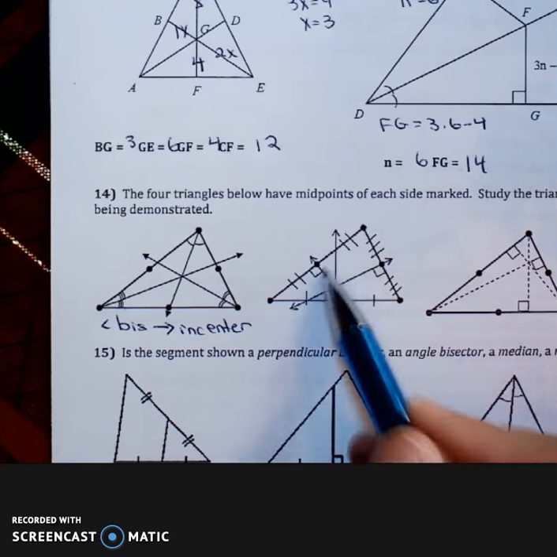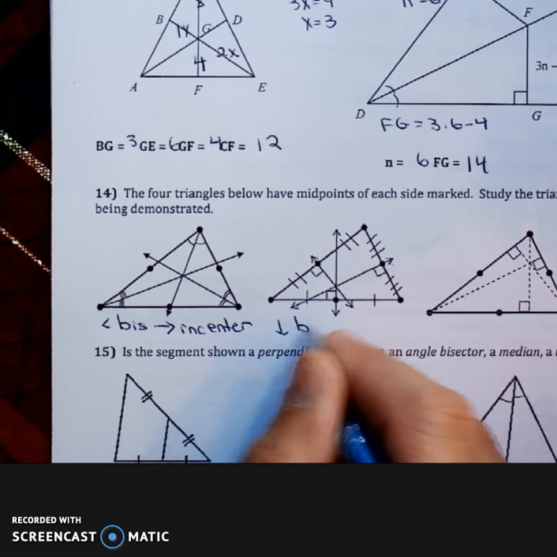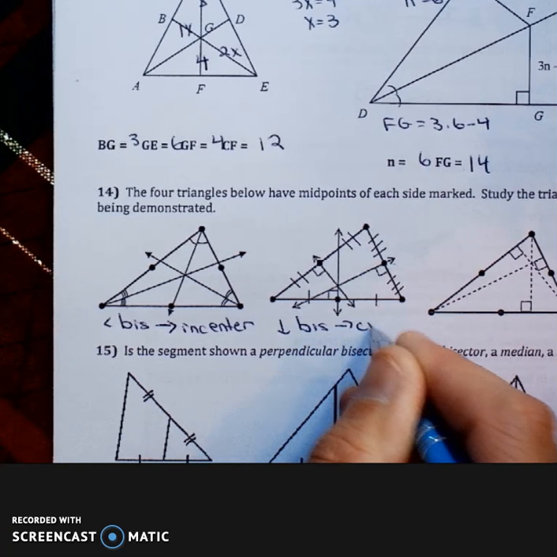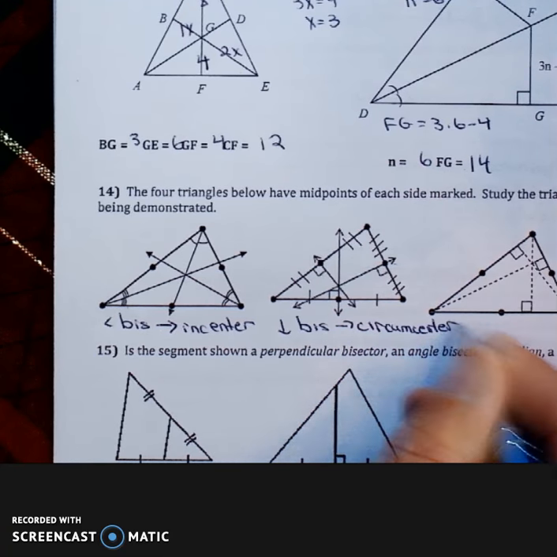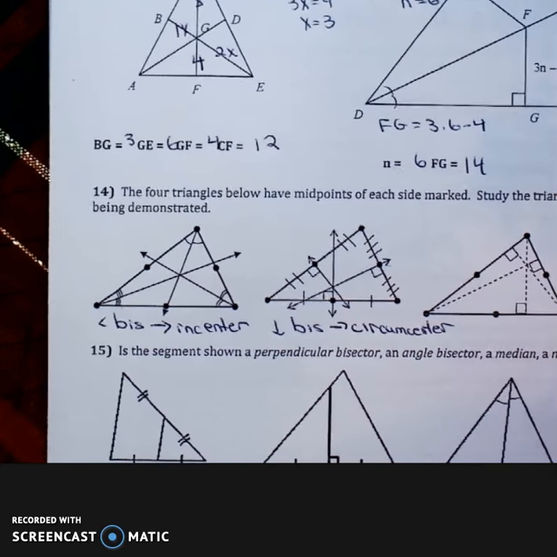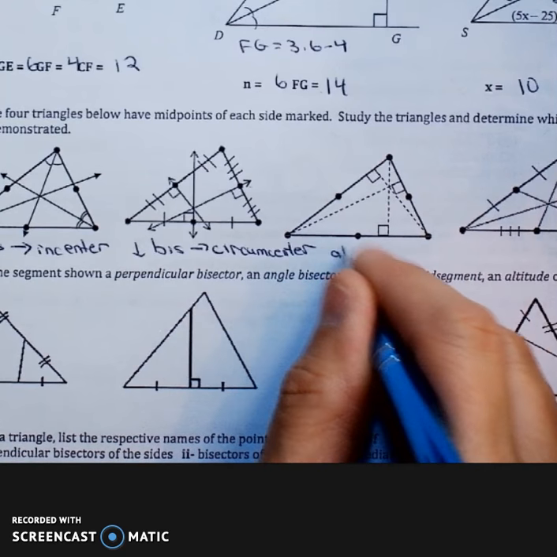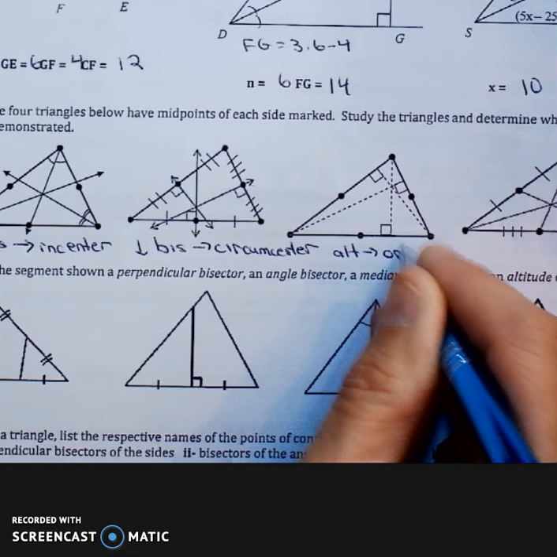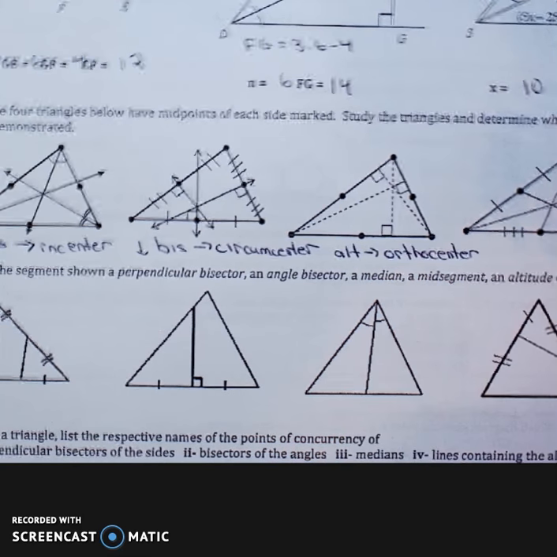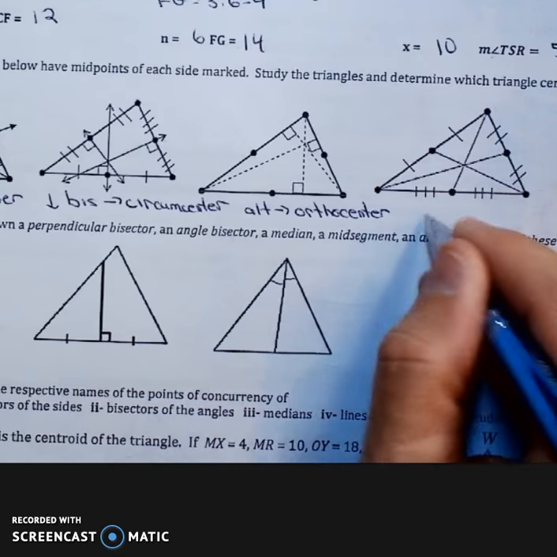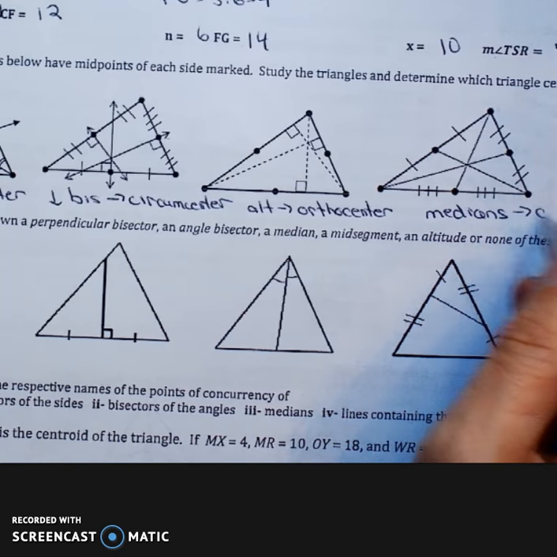Okay, the next one, it is going through the midpoint and it's perpendicular, so that means this is the perpendicular bisector. More importantly, this is the circumcenter. Okay, the next one, it's not going through the middle, but you have right angles, so these are altitudes, which gives you the orthocenter. And finally, on the last one, that one is hitting the middle. So those are the medians, and more importantly, that is called the centroid.